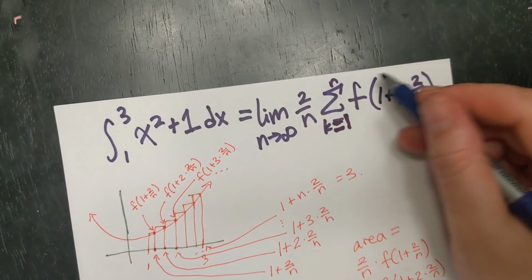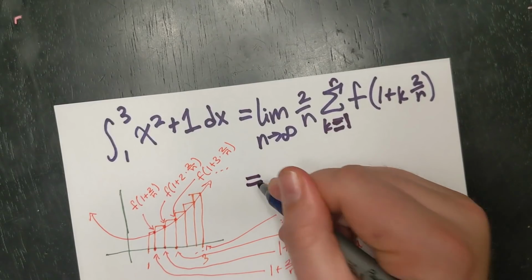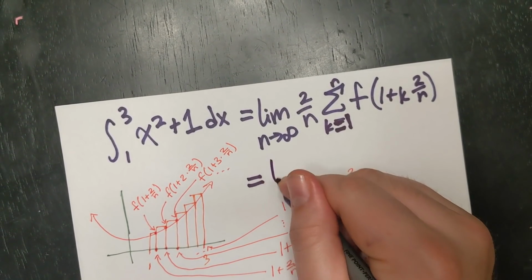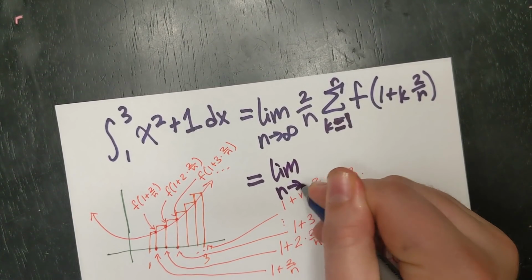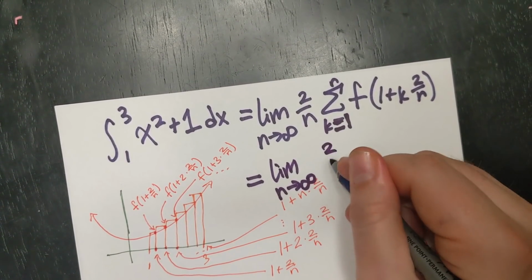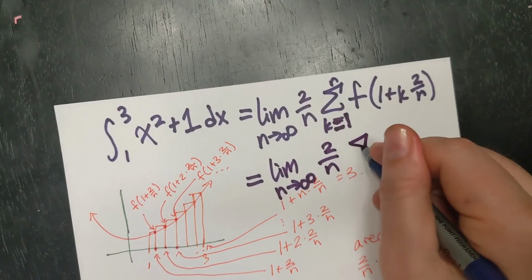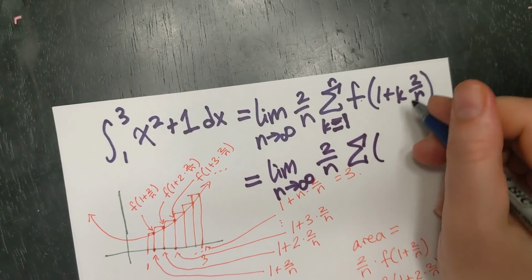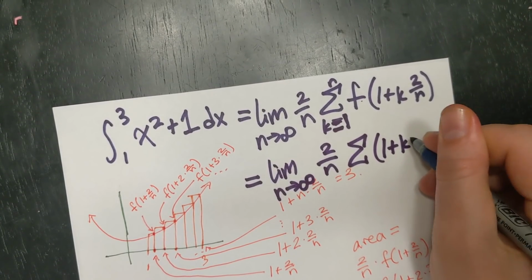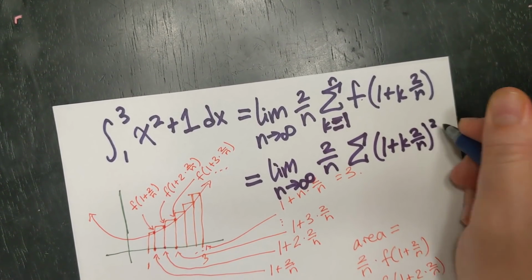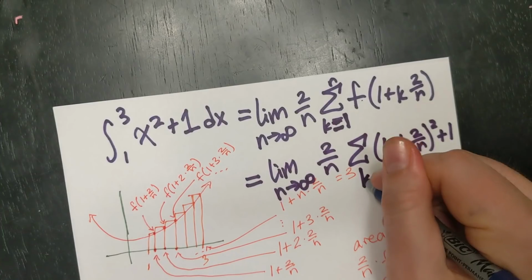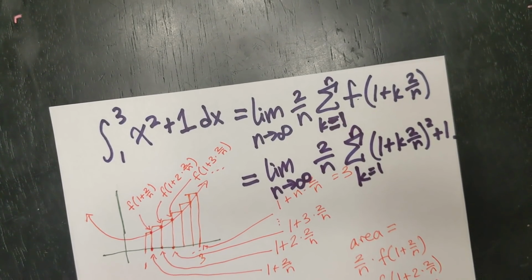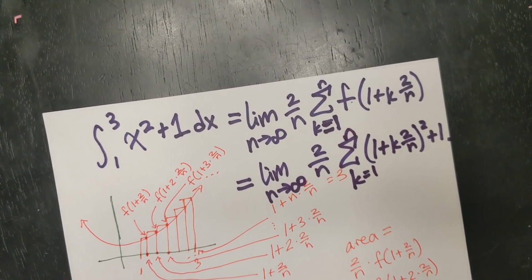So there's our expression for the Riemann sum, which in particular for this function is x squared plus 1. So let's put that in for our function. It's the limit as n goes to infinity of 2 over n times the sum of our function, now x squared plus 1. So here's our x values, 1 plus k times 2 over n, squared, plus 1, where k is going from 1 to n. Okay, there's our expression, there's our Riemann sum.